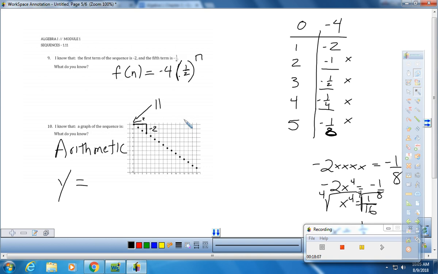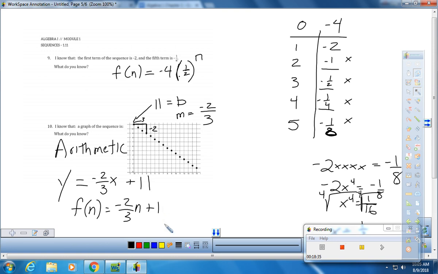So this is negative. So that's our B. Our slope is negative 2 over 3, rise over run. And you get y equals negative 2 thirds x plus 11. Or you could write that as f of n is negative 2 thirds n plus 11. That's good enough for me.